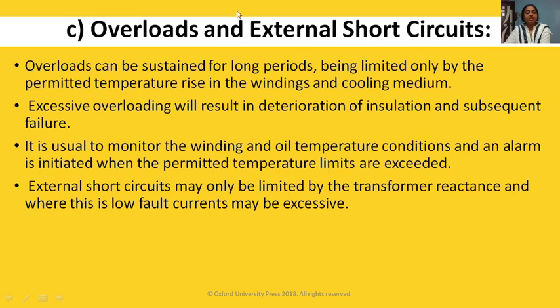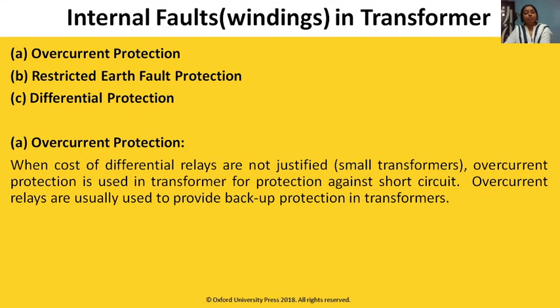Okay, now these are different types of faults in the transformer. For faults in auxiliary equipment, we have gas operated relay. For overloads and internal faults, we have differential protection, that we'll see. For internal faults or faults in the winding in the transformer, we are applying three types of protection: overcurrent protection, restricted earth fault protection, and differential protection.